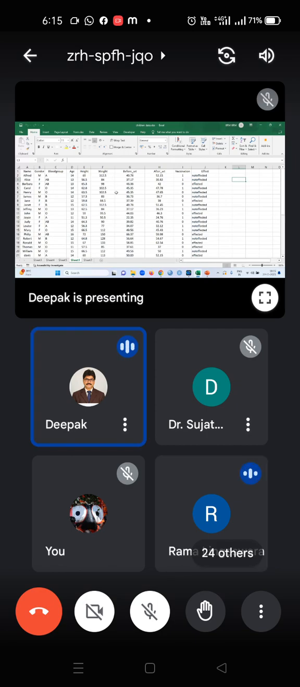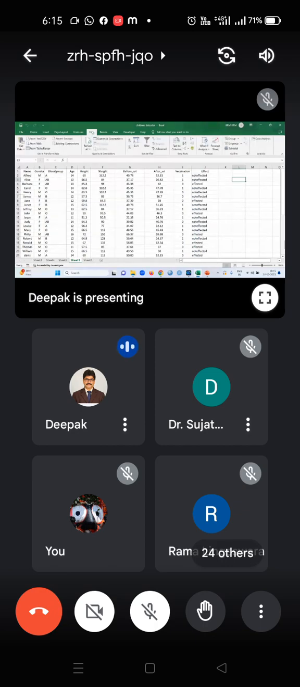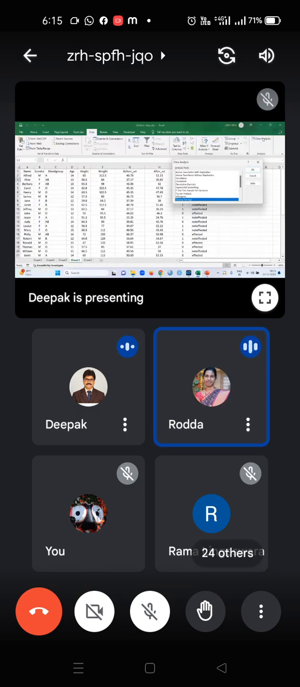Now you are looking at the Excel sheet. I have an option called Data. Please click Data. The moment you click Data, you will have an option called Data Analysis. Generally when you open Data Analysis, a window will pop up. Are you able to see this window? Yes, sir. Very good.